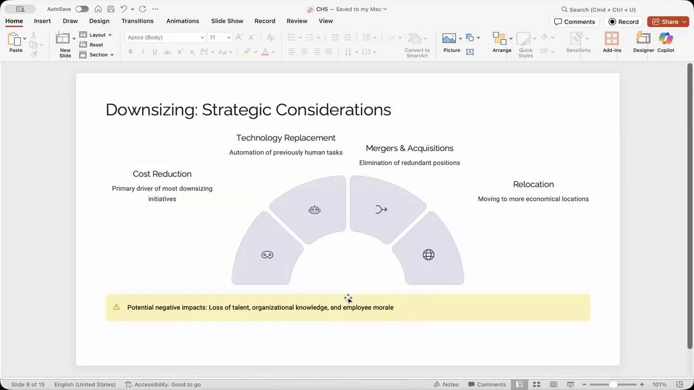Downsizing. Let's just talk really quick about downsizing. The strategic considerations: cost reduction. The primary driver of most downsizing is that we want to save money. Can we replace people via technology, automation? Mergers and acquisitions: we need to think about eliminating redundant positions.